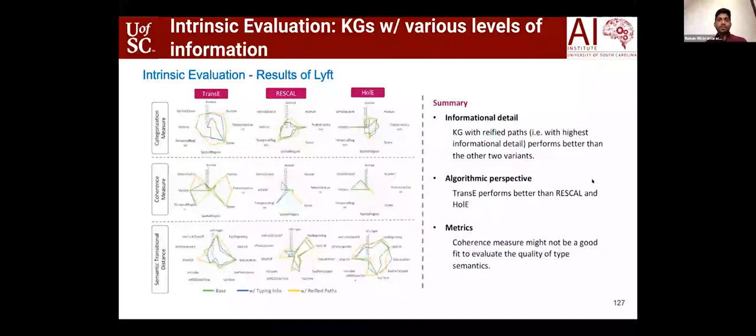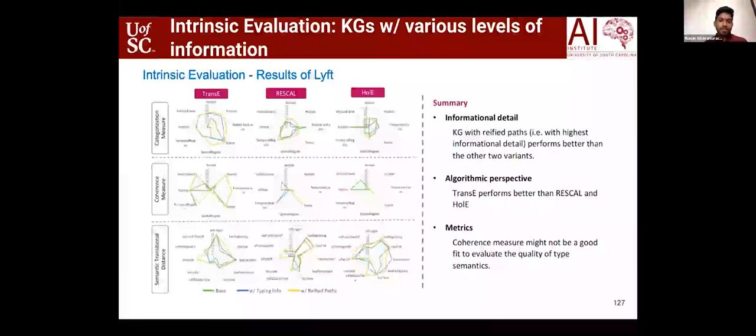Moving on to the evaluation results, I'm not going into detail about each and every plot, but giving the summary, here you can see all the categorization measure, the coherence measure, and the semantic transitional distance. When you have the knowledge graph with the reified path, in other words the knowledge graph with the highest information detail, all these metrics are superior compared to the other less informative variants. From the algorithm perspective, we have seen TransE is scalable and performs better compared to RESCAL and HolE.